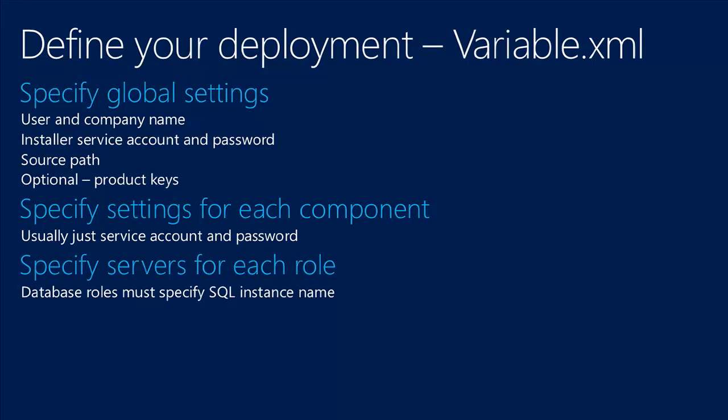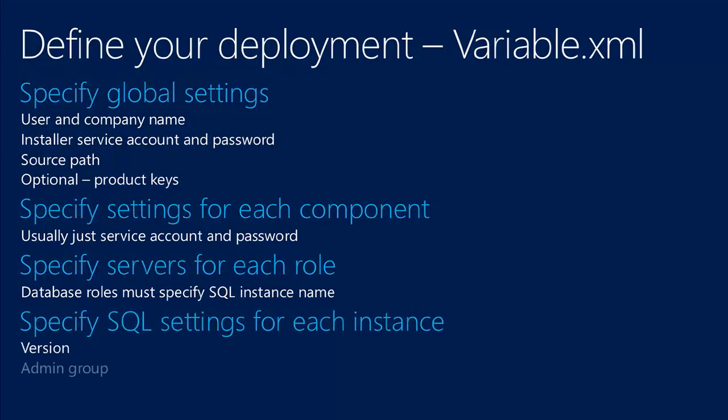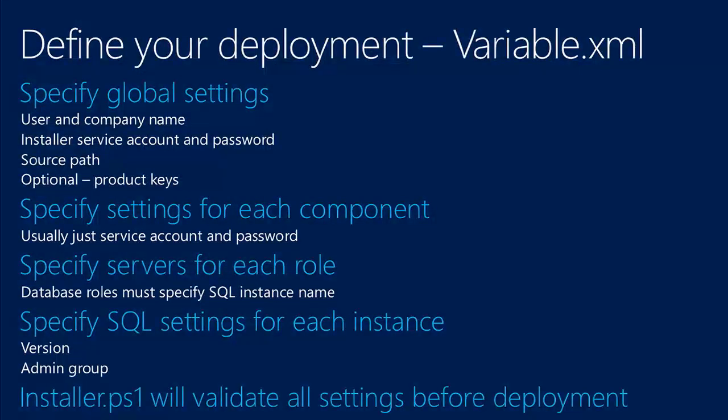Then you say which servers you want each one of these roles to go on. So database roles, you've got to specify a SQL instance as well as the server, but everything else, you just tell it which server it's going to go on. For each SQL instance that's going to get installed, you have to specify which version of SQL you want to use, 2008 R2 or 2012, and which group you want to be the administrator of that SQL instance once it's installed. And don't worry, because the installer, the script itself, actually validates everything you put in there.